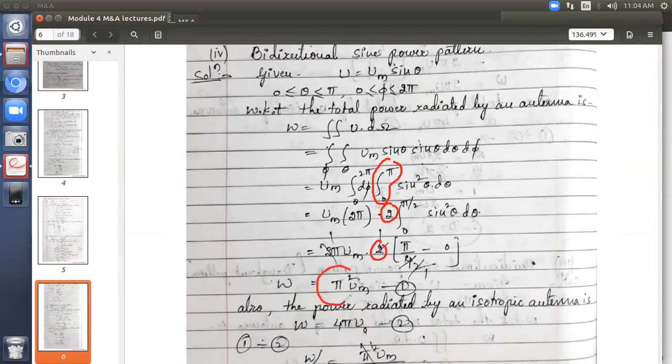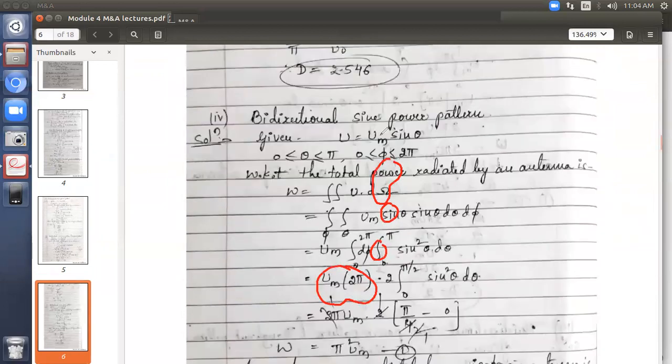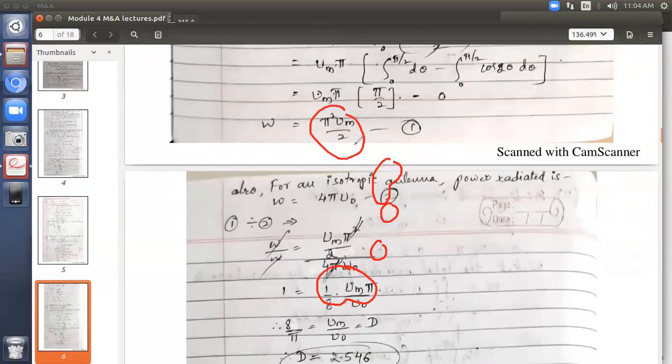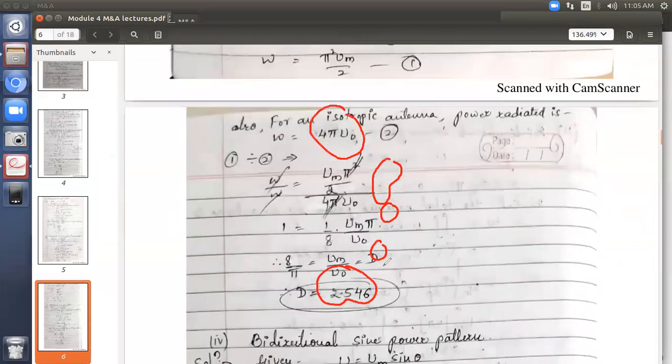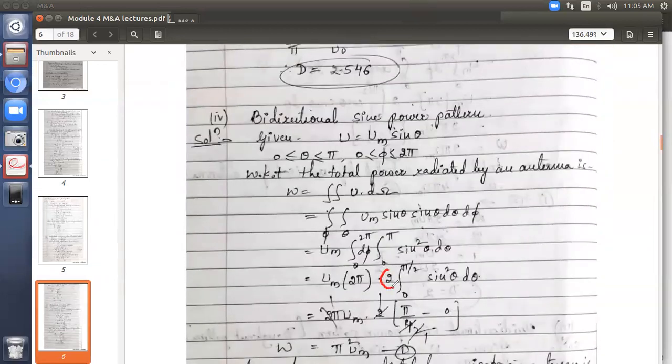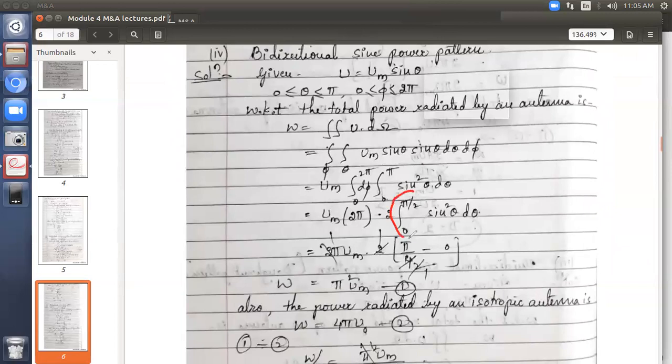So you will get pi square into Um. Earlier we got it as pi square Um by 2. One extra 2 term will cancel. With what? With one denominator cancel with this numerator 2. So you will get pi square into Um. You try solving this. You can even expand this. Sine square is 1 minus cos 2 theta. Apply the limits, you will get this pi square Um.